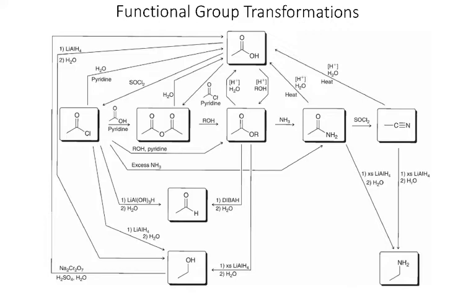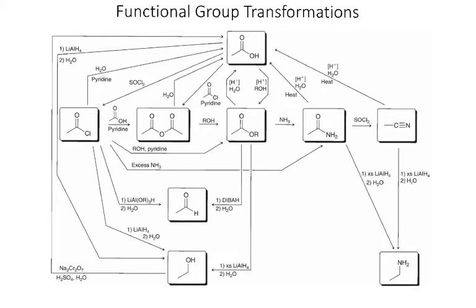And so the way this figure is organized is from top to bottom. It's organized based on oxidation state. So the higher the compound is in the figure, the higher the oxidation state. The lower it is in the figure, the lower the oxidation state. Now I know carboxylic acids have the same oxidation state as all these other compounds, but since these are all derivatives of the carboxylic acid, they put this in the central position.